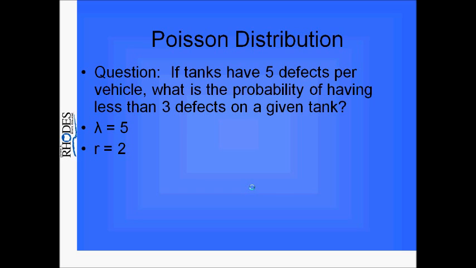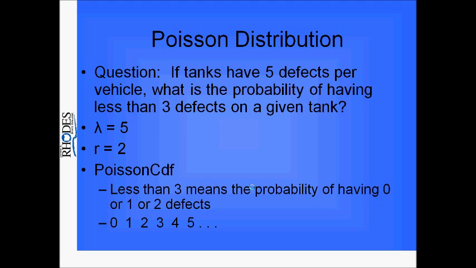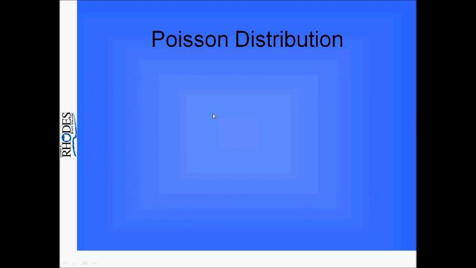Let's build on this example. What is the probability of having less than 3 defects on a given tank? So less than 3, now we're talking CDF again. Less than 3 means probability of 0, 1, or 2. So we're using our value of 2 because we're adding these up. Makes sense?